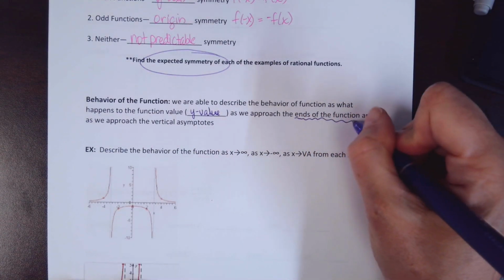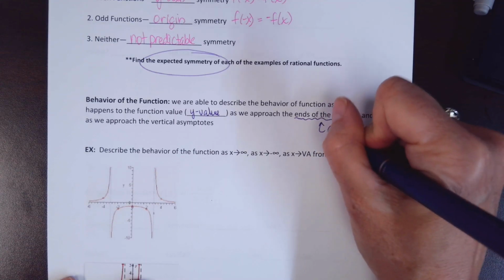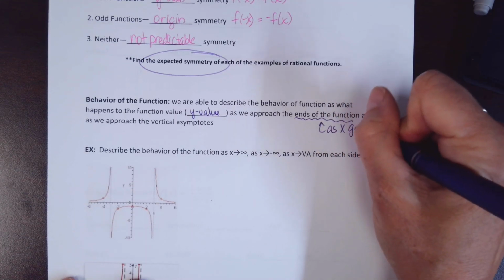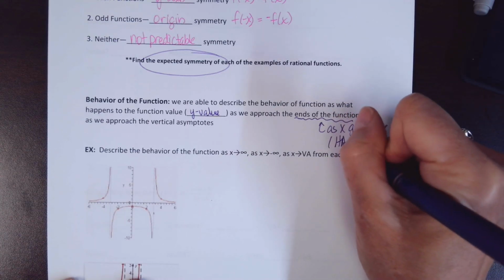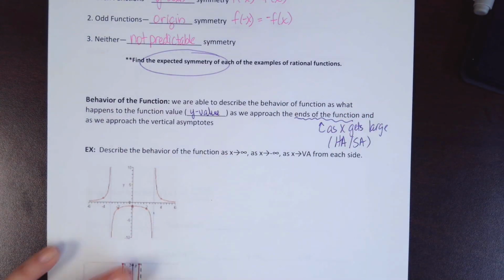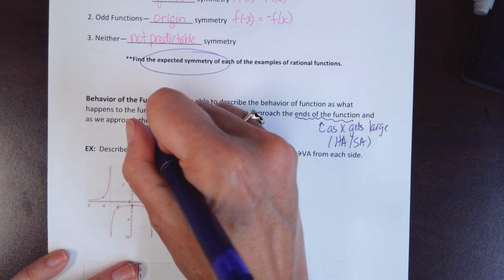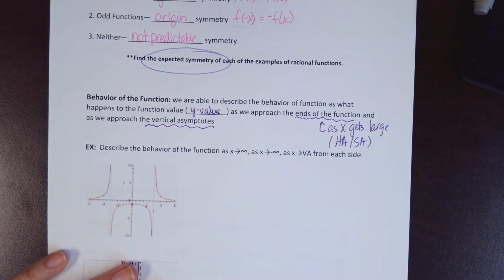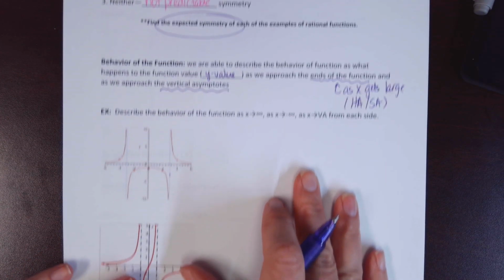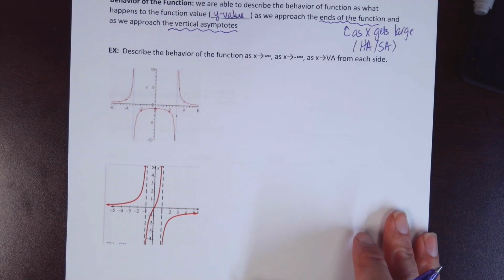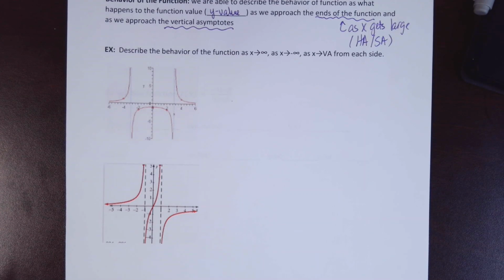So we're interested in behavior of the function as x gets large. And that's controlled by that horizontal or slant asymptote. And as we approach any vertical asymptotes, what is my function doing? Where is it going as we approach vertical asymptotes? So let's describe the behavior of our function, taking advantage of what we've got here.